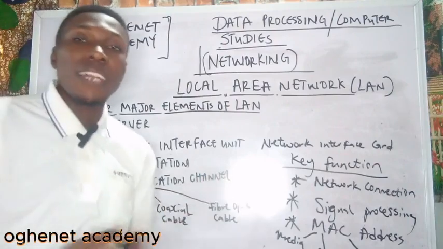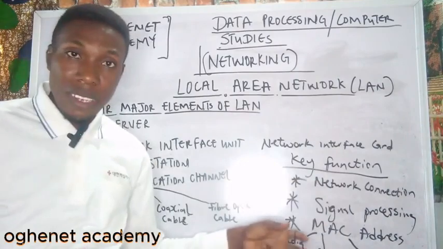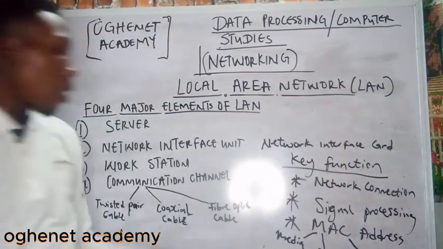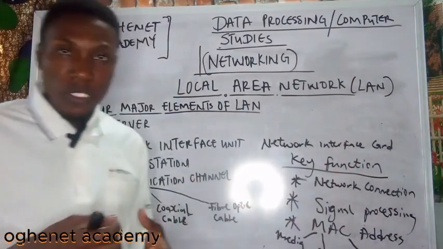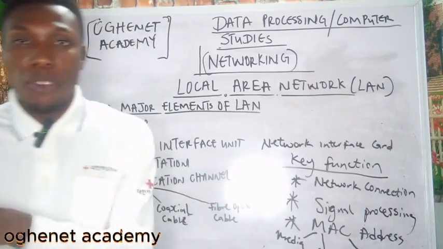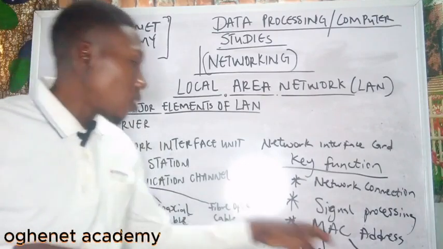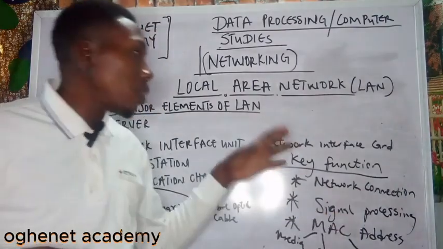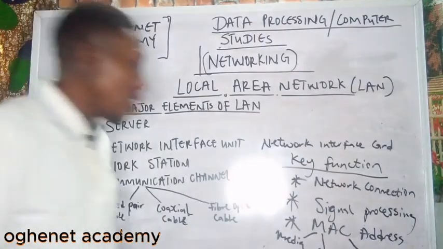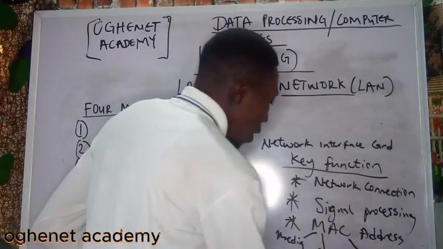Because of that unique addressing system that the network interface unit has, it now acts as an address for the various hardware in the network. So that is the function of the network interface unit with regard to the MAC address. And then we go finally to data handling.